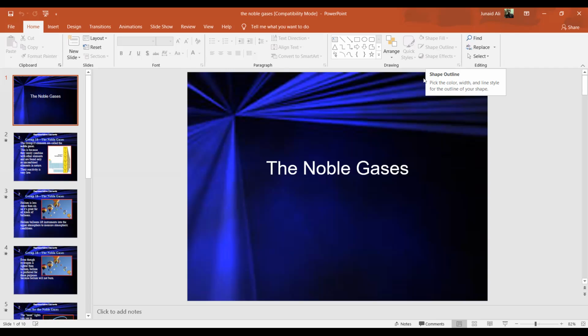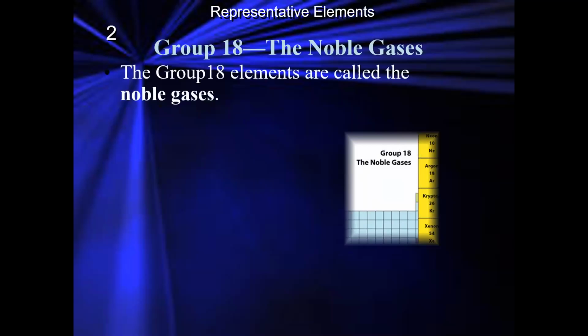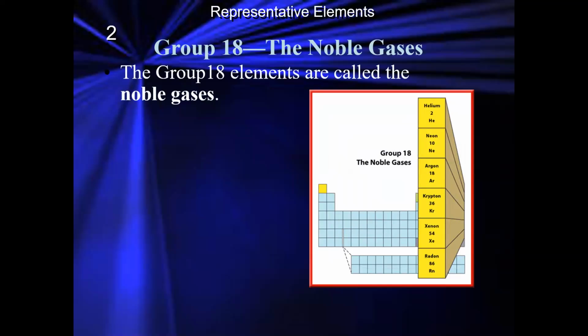The topic for today is noble gases. Noble gases are the eighth group or the 18th column of the periodic table on the rightmost side. The elements found in the rightmost column of the periodic table are known as noble gases. So, the group 18 elements are called the noble gases, and it contains helium, neon, argon, krypton, xenon, and radon.